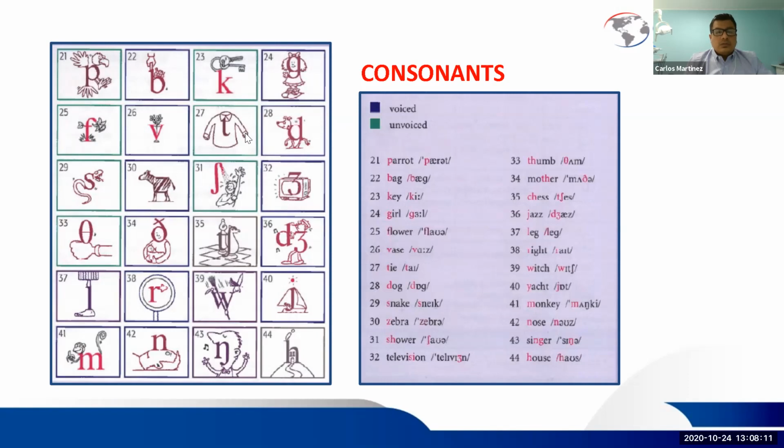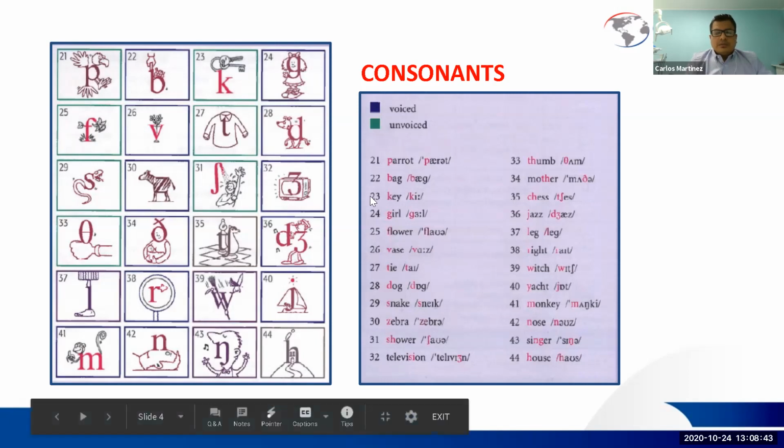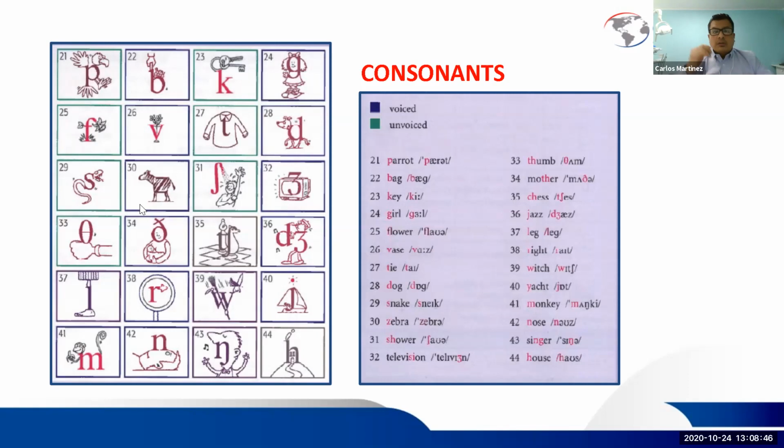Again, unvoiced, no sound, no vibration. Tie. Number 28, blue, vibration, d, dog. Okay, good. Number 29, again green, unvoiced, it's just snake, no vibration. Opposite, we have number 30, which vibrates. So this is z, like a mosquito, like a bee. Z, zebra.